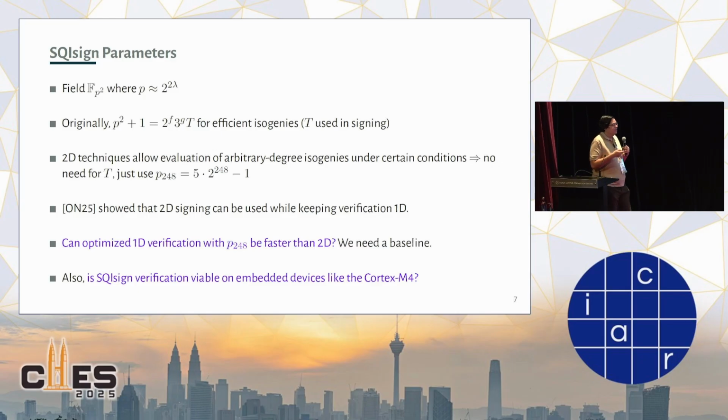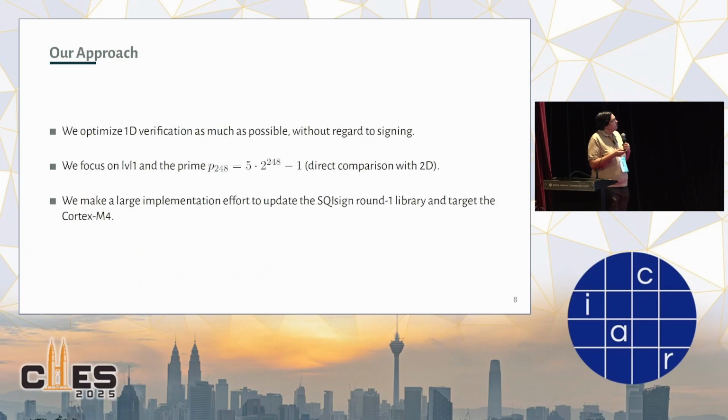Because I have been saying this is probably one of the better use cases for SQIsign. However, it is a very complex scheme, and no one had ever implemented it for such an embedded device. So that is our approach. We optimize 1D verification as much as possible. We do not focus on signing. And for concreteness, we focus on level 1, and we use the same prime as the 2D papers. So this is nice not only because it will give us the best possible performance, but also it allows for a direct comparison with them. And then we made a large implementation effort to update the SQIsign library and target the Cortex-M4.